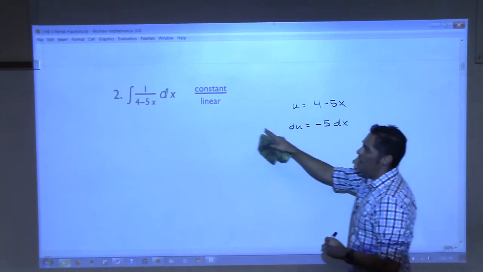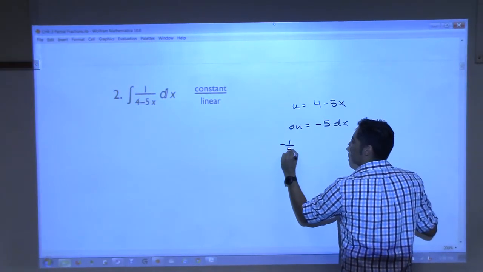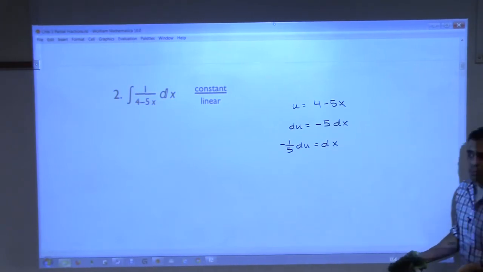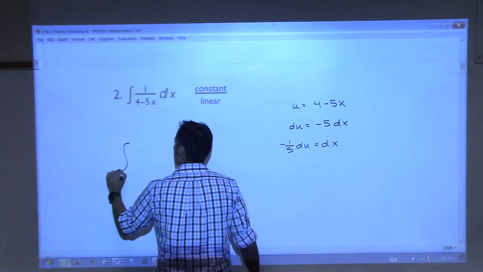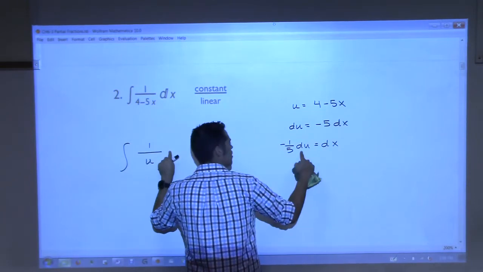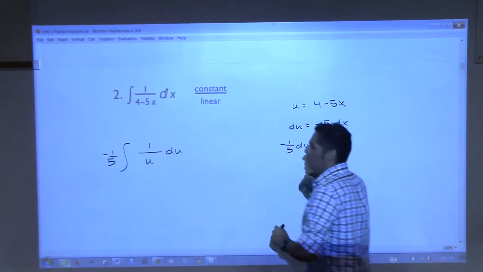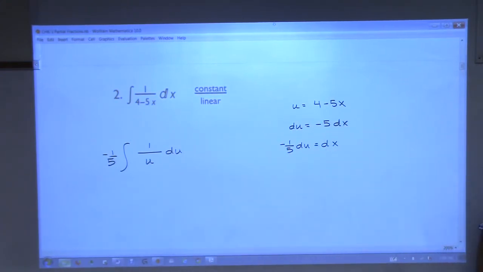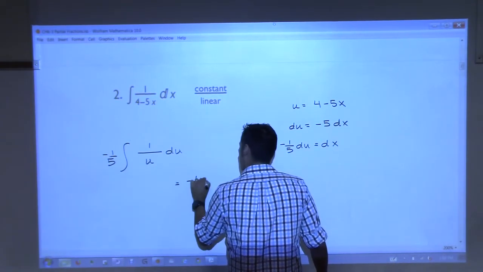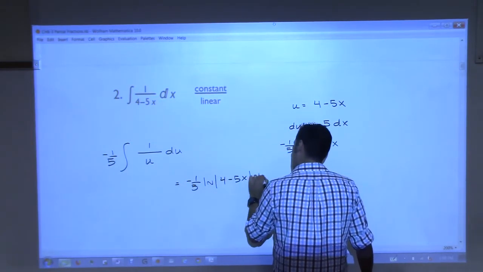And I don't have a negative 5, so this is where I'd have to scale both sides. So I'd have to divide both sides by negative 5. Negative 1/5 du equals dx. Is that all right? And then we rewrite the problem. So this becomes integral 1 over u, and then dx gets rewritten with this. So I'll have a negative 1/5 out here, and then du. And the antiderivative of that is natural log again, right? So this will be equal to negative 1/5 natural log of the absolute value of 4 minus 5x plus c.